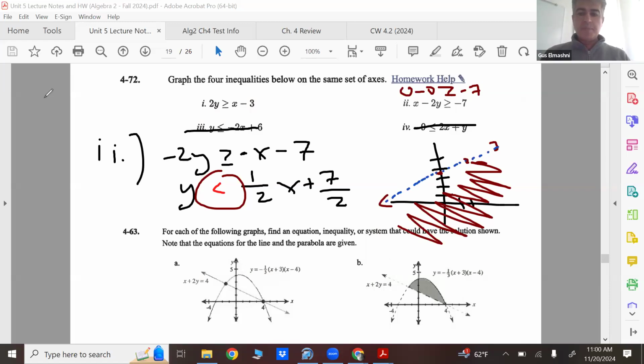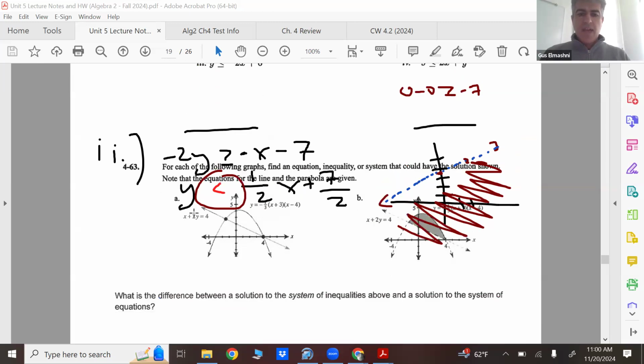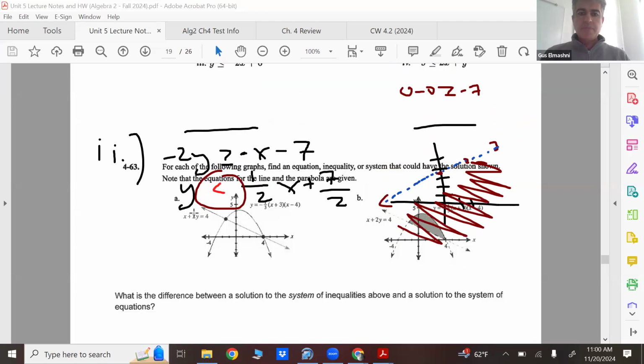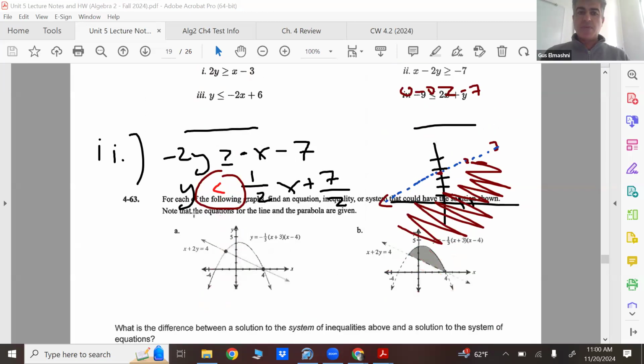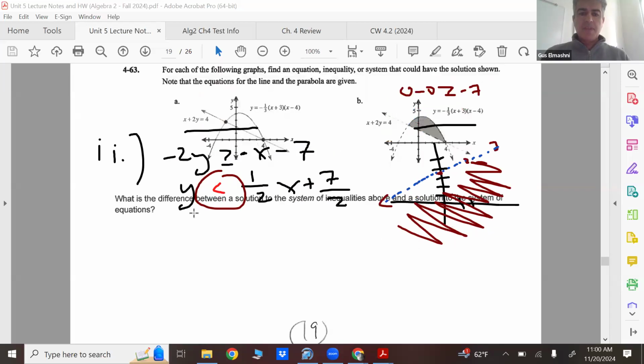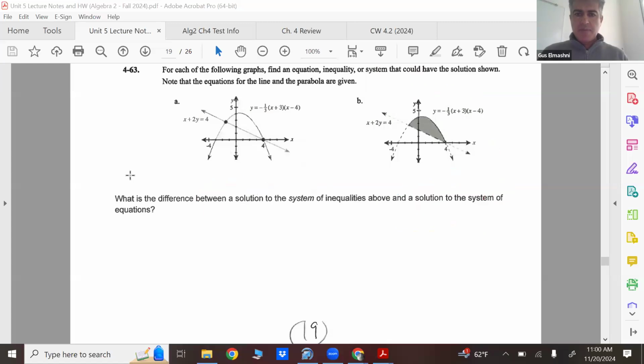So, all right. So let's take a look at 63. Okay, questions so far on 72? Nope. All right. Okay, take a look at 63. For each of the following graphs or system, note the equations.